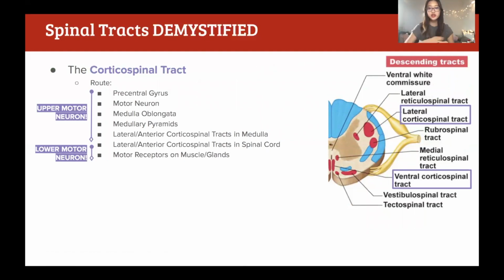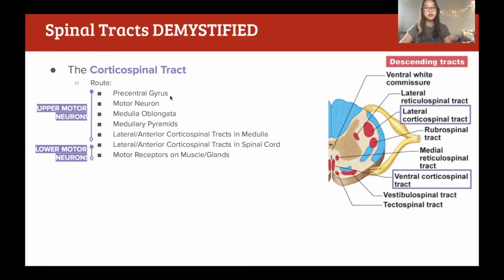So contrary to the previous two spinal pathways, the corticospinal tract only has 2 neurons and it only synapses once, as you can see right here. So the corticospinal tract takes us from the precentral gyrus. Contrary to the previous 2 tracts, the postcentral gyrus is the one that takes care of the sensory information. The precentral gyrus takes care of motor information.